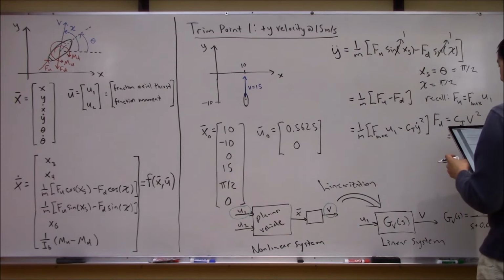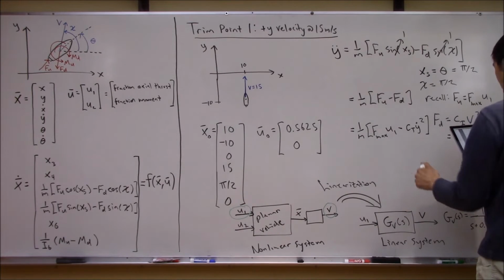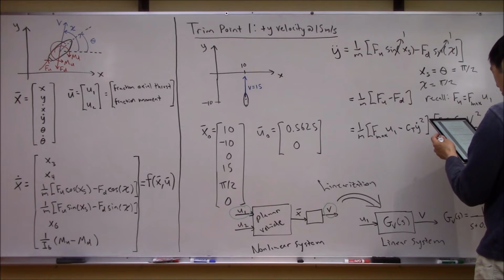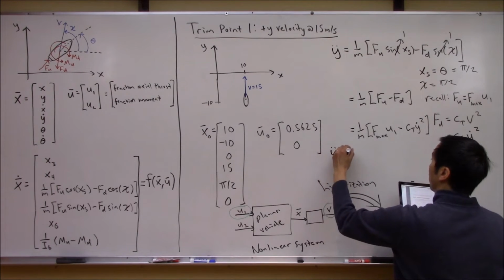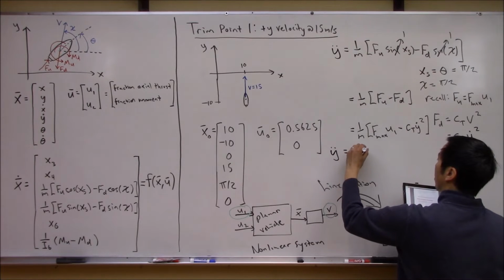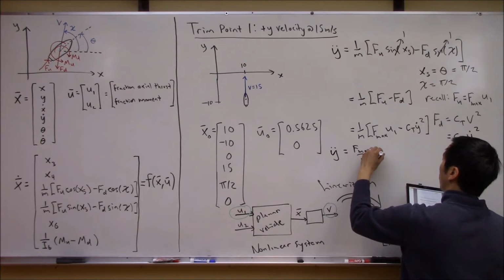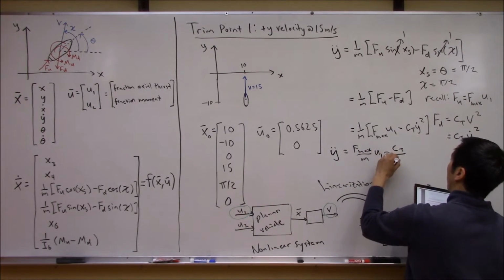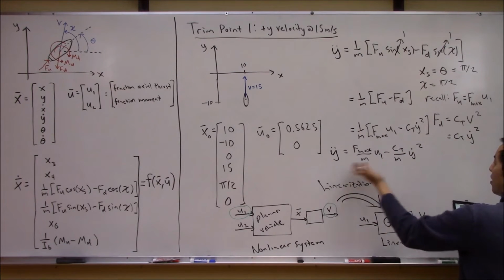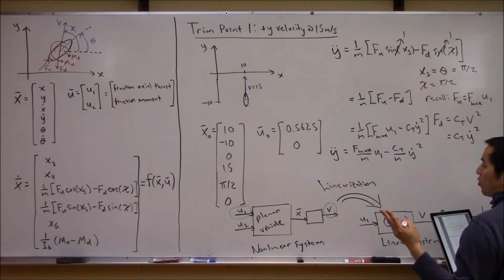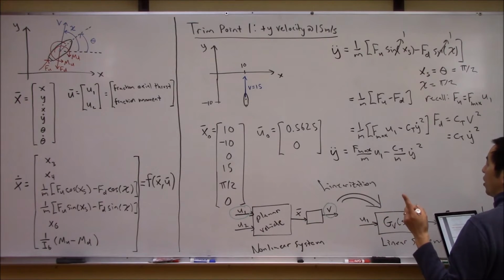Okay. All right. Why don't we go ahead and distribute this 1 over m through? We can get this to look like basically y double dot is equal to f max over m times u1 minus ct over m y dot squared. Okay? So you can see that this is basically a second order differential equation in y.